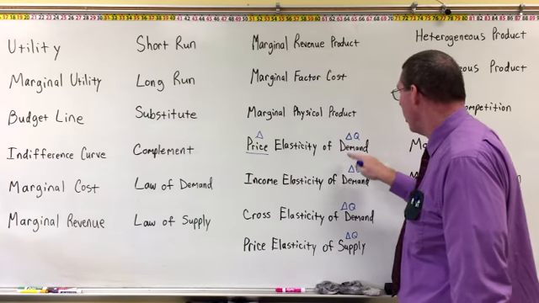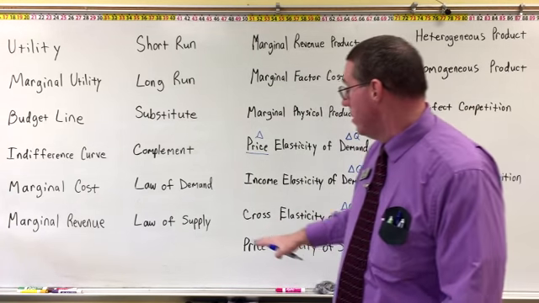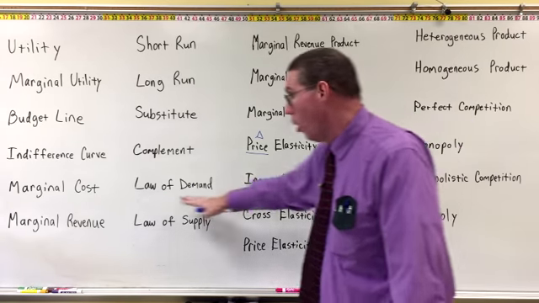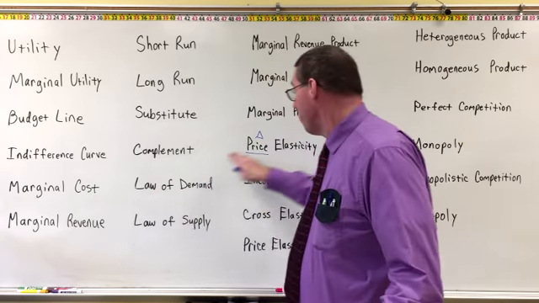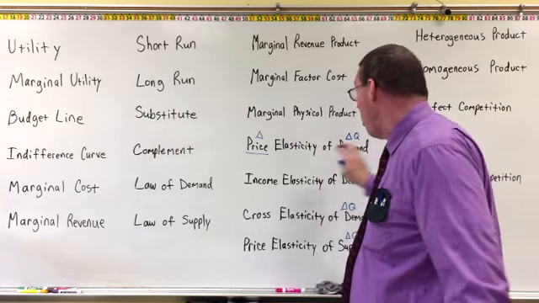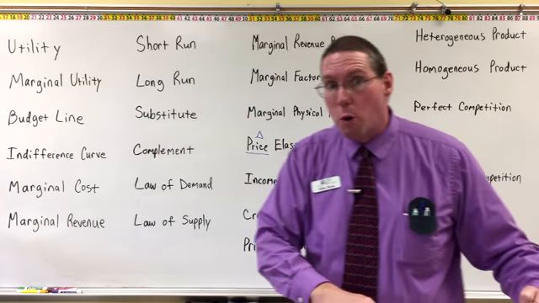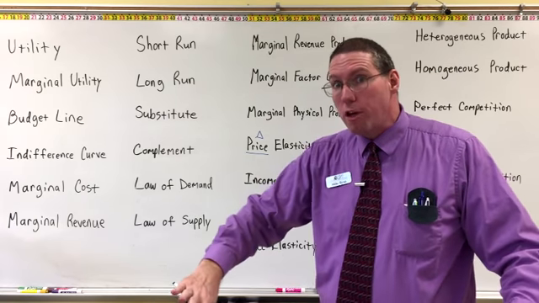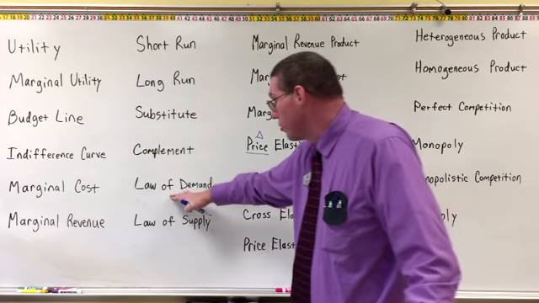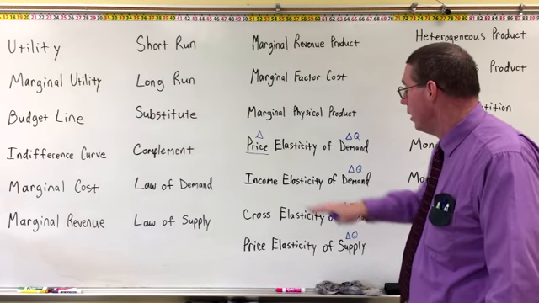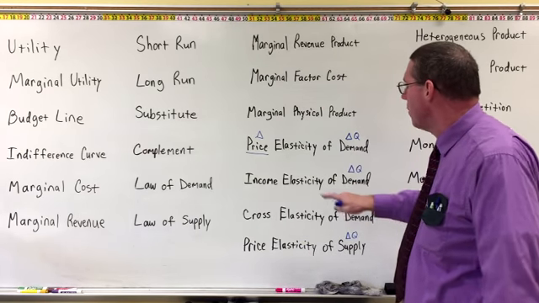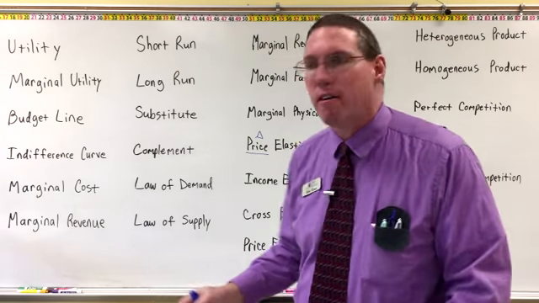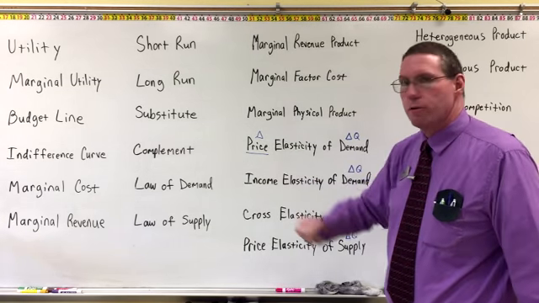We know that there is a negative relationship between price and quantity demanded. That's the law of demand. So when our price goes up, our quantity is going to go down for sure, because there's a negative relationship between price and quantity demanded. And price elasticity of demand is the idea of how sensitive is our quantity demanded to price.